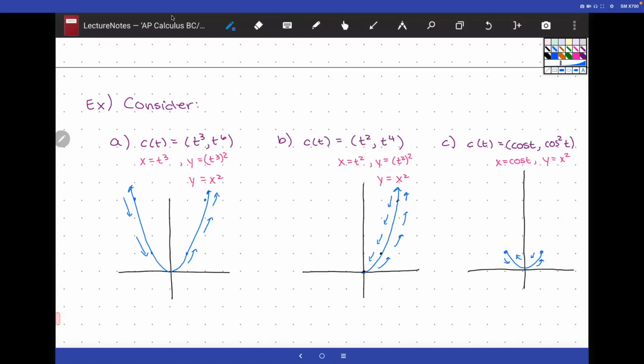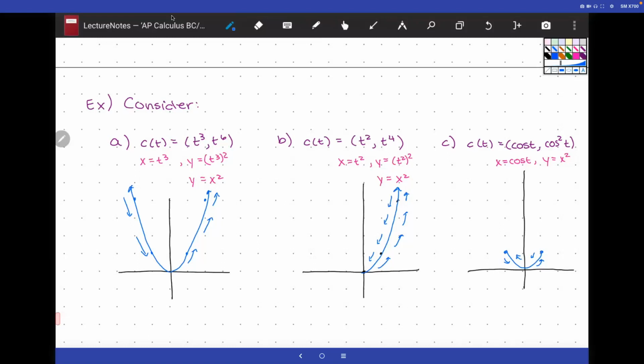Yeah, so when t is very negative, that's going to make x be very negative. So we're going to start over here on the very negative part of x. And as t increases, that's going to make x increase here. So it's going to go in that general direction.